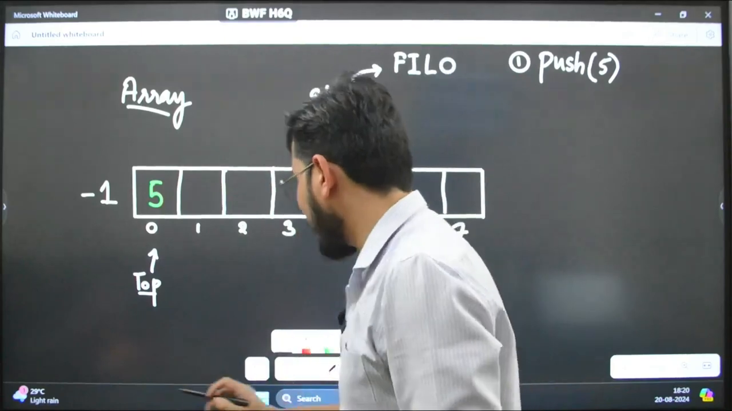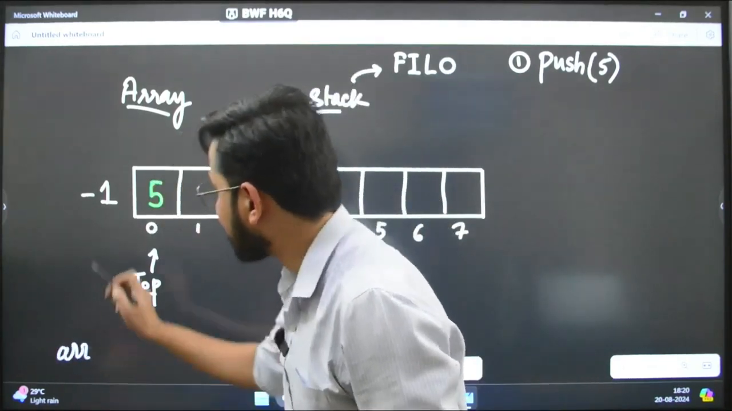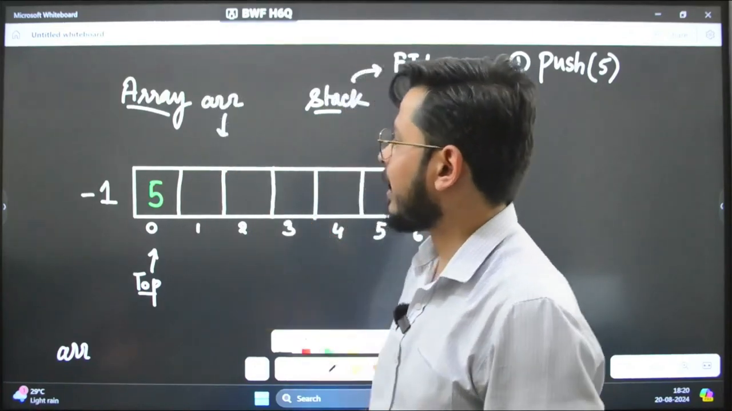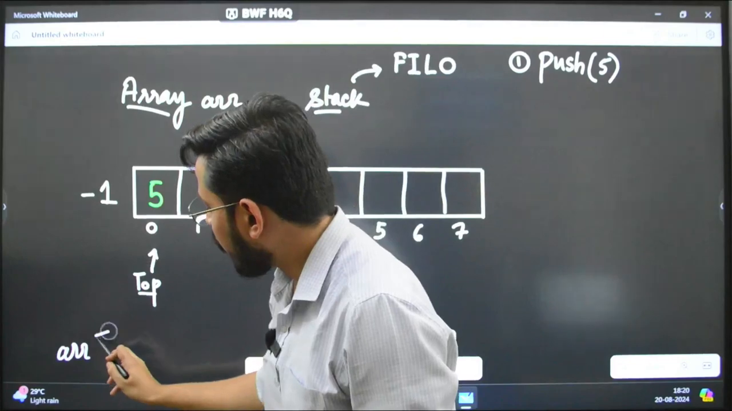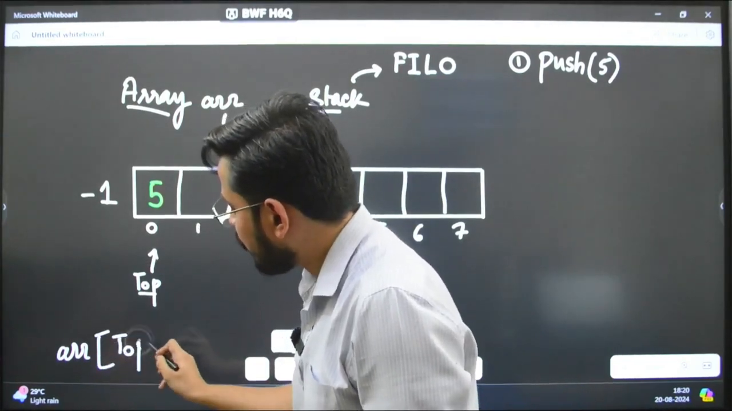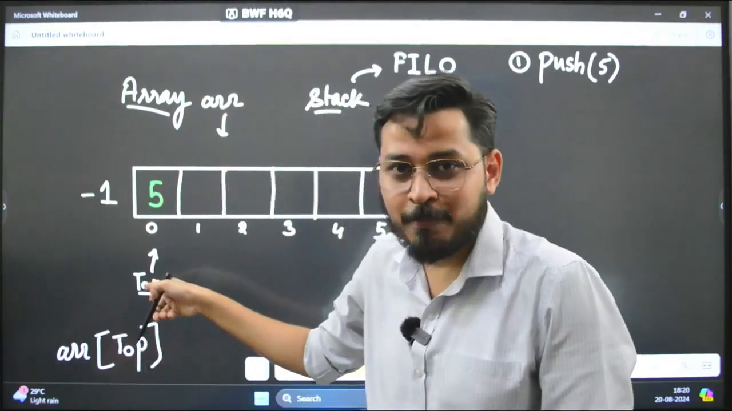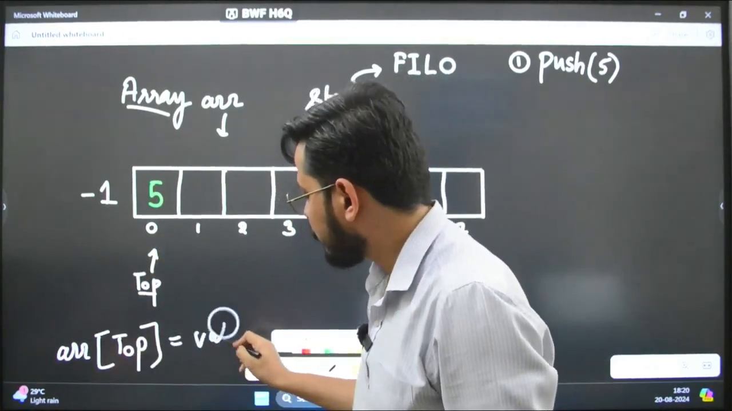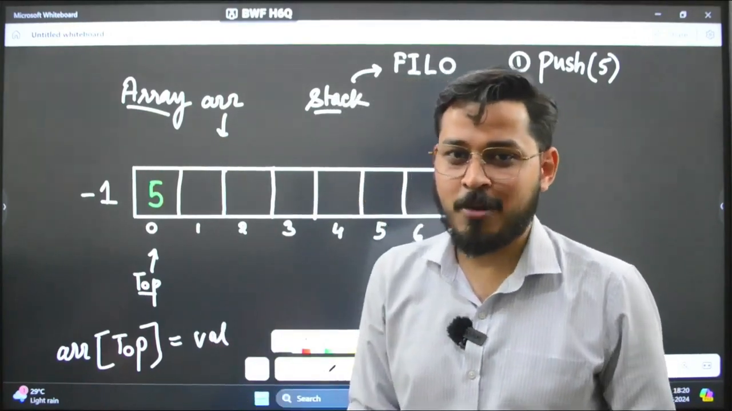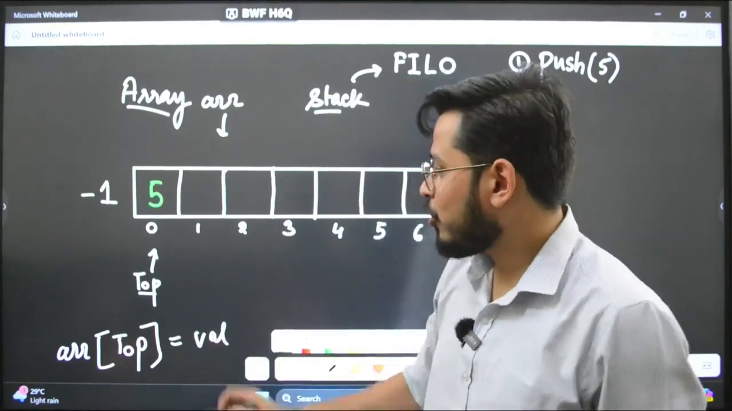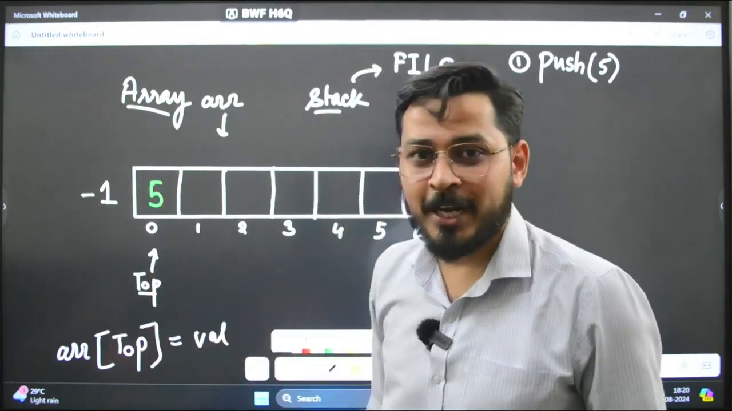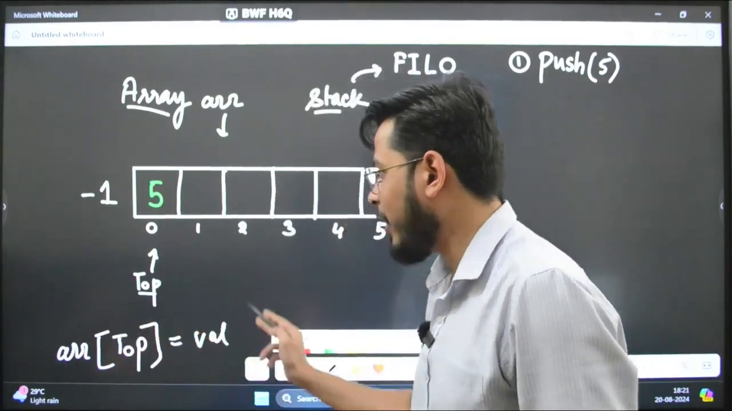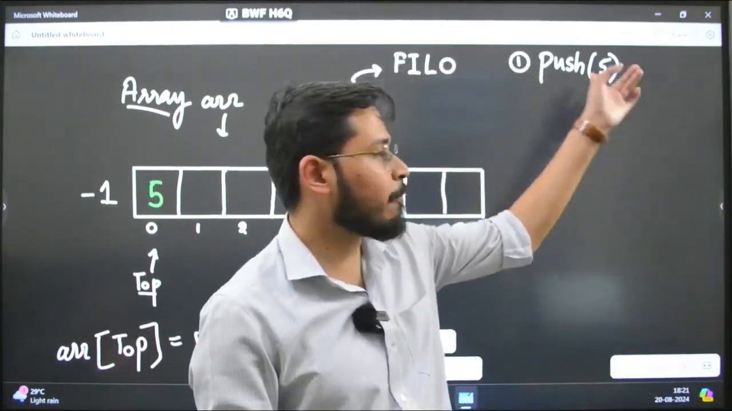You know how array notation works? Array notation works like this. If the name of this array is ARR, then ARR of top, right now when top is incremented, top is 0, so ARR of 0 equals the value. This logic we are implementing. Simple. Before that, initially top will be at -1. Now I am saying top plus plus and ARR of top equals val, so this way I will be able to do the push operation.